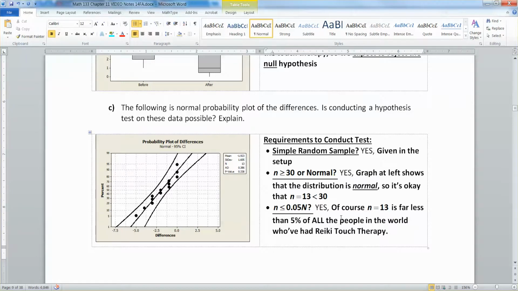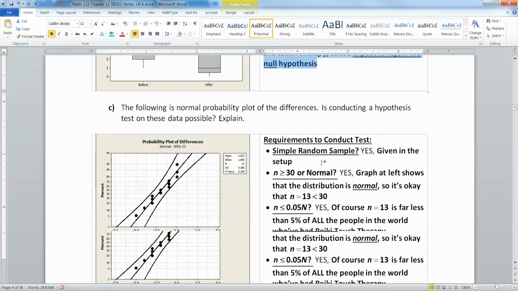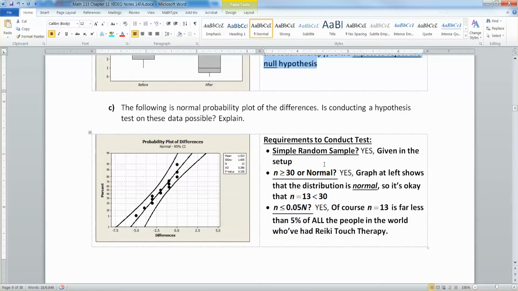All right, so now we know we've met the requirements and we think we know where we're going to head with our hypothesis test. I don't want to start the hypothesis test in this video because I won't be able to finish it. So let's stop right here, and in the next video we'll pick up and start running the test.